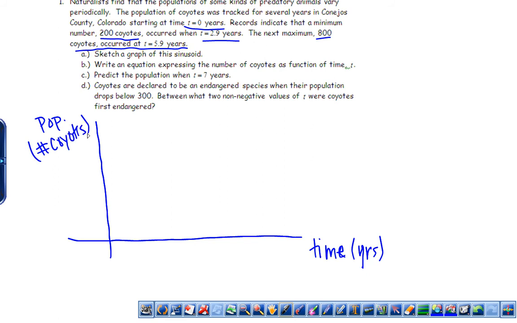Okay, so the first thing it said is that we know at 2.9 years, there's 200 coyotes. So that's where I'm going to start. 2.9 is 200 coyotes. 5.9, we know there's 800 coyotes. And that's about all we know. So we can go ahead and finish this. This is a difference of 3, add another difference of 3, and that's going to give us 8.9. So that's got to be another minimum.